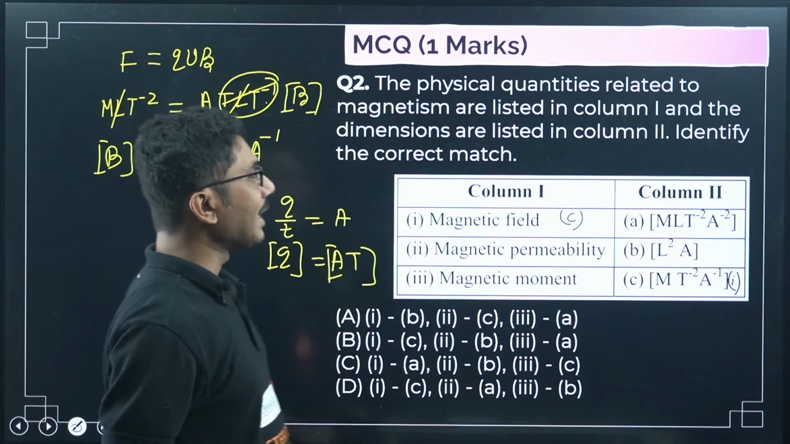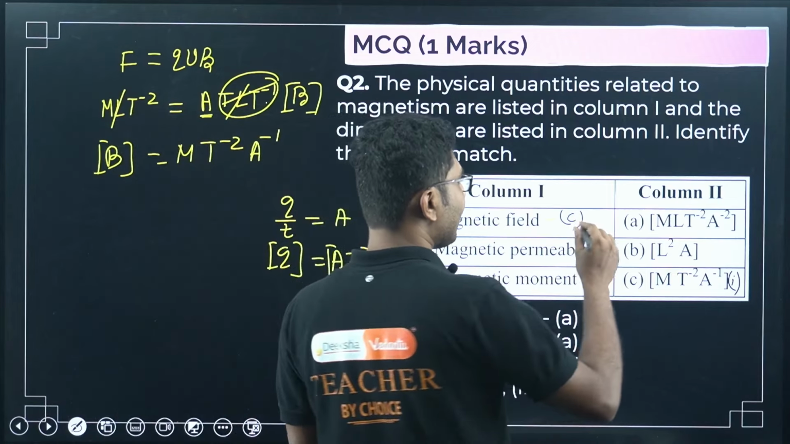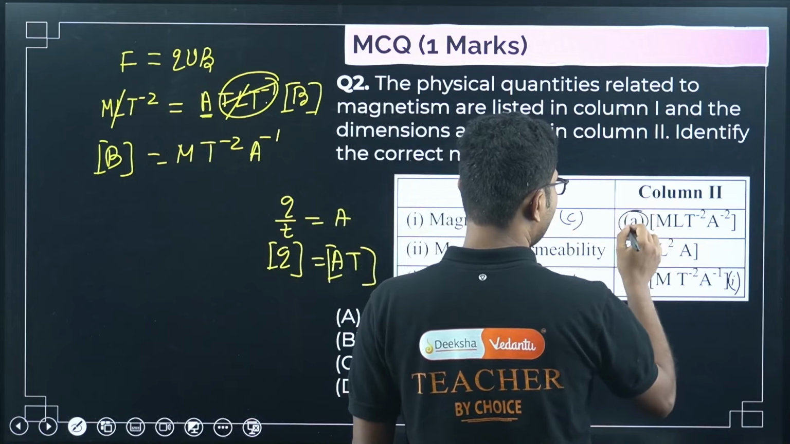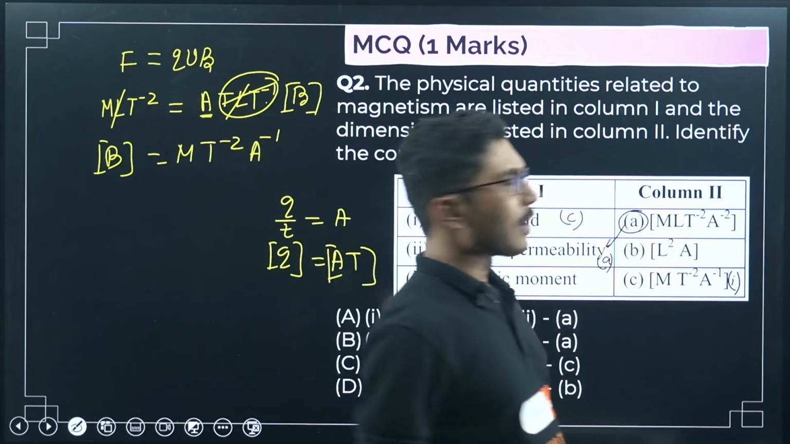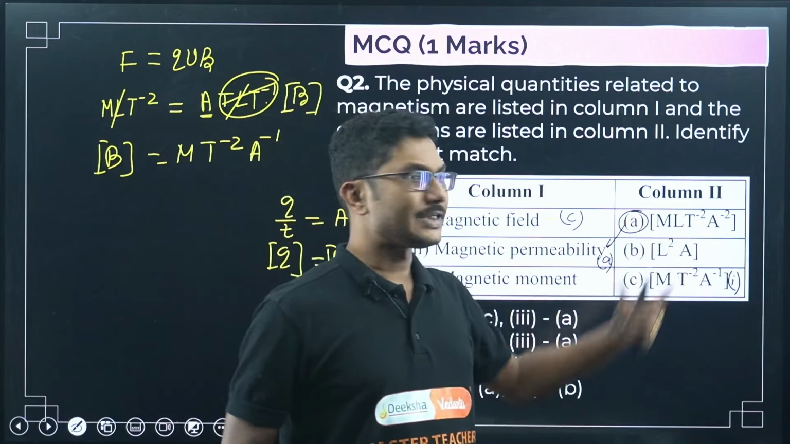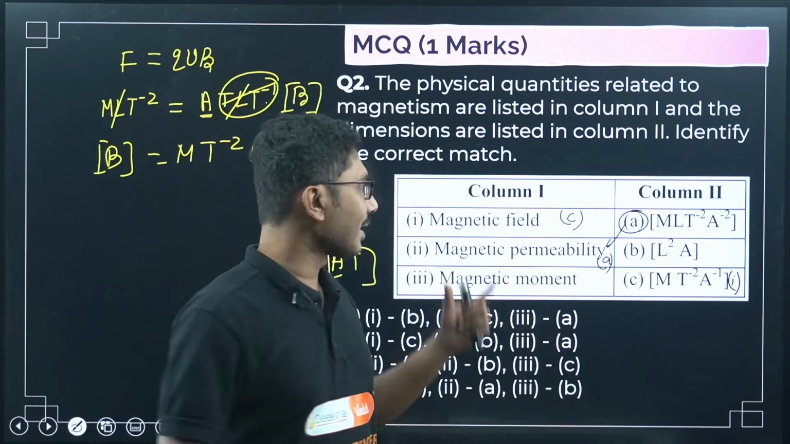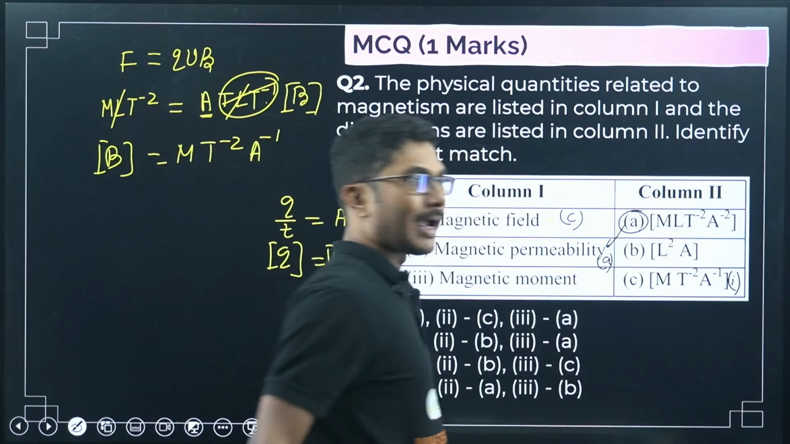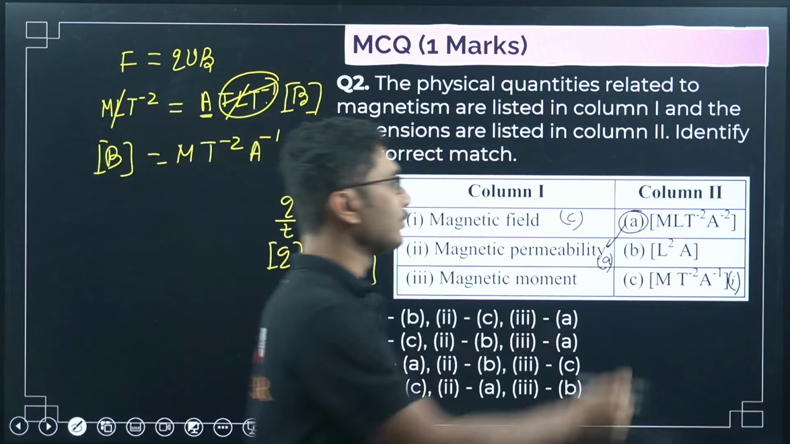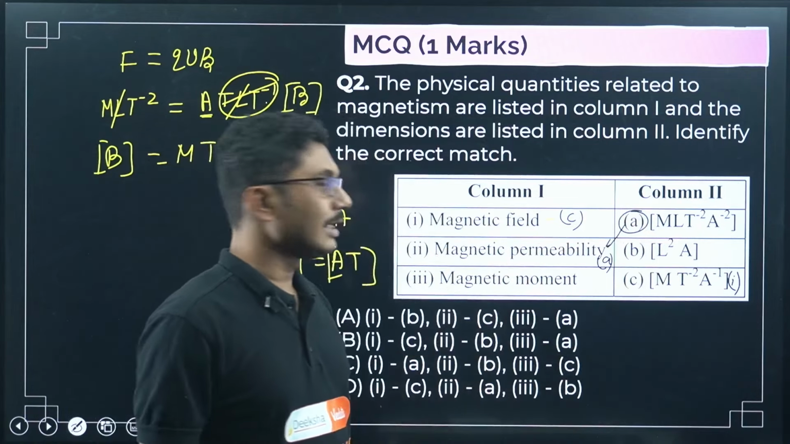Now magnetic permeability. It is the most difficult one to remember. Okay, so M L T to the power minus 2 A to the power minus 2. If the expression is a little bigger, that will be the dimension for magnetic permeability. Okay, you remember like that. There is A to the power minus 2 present in the expression for magnetic permeability.